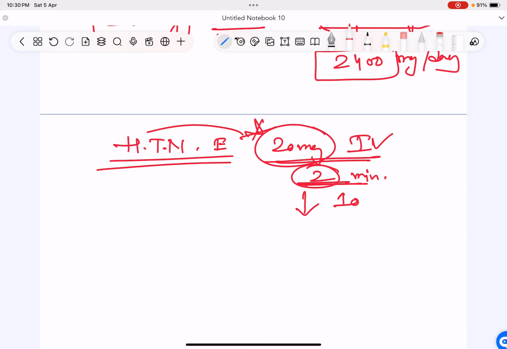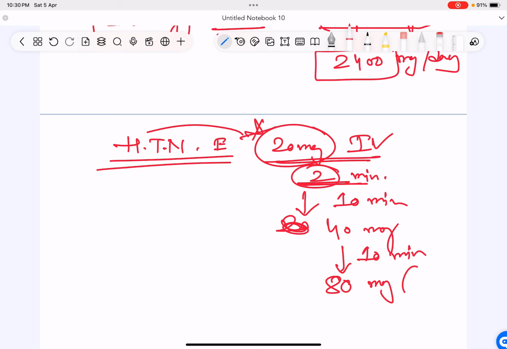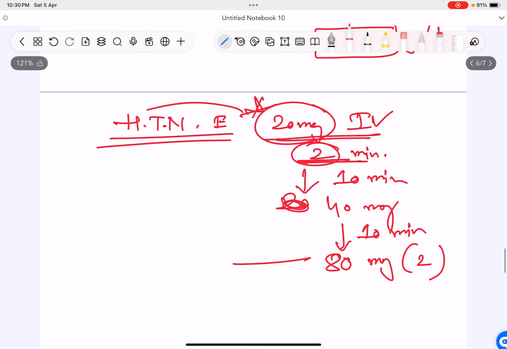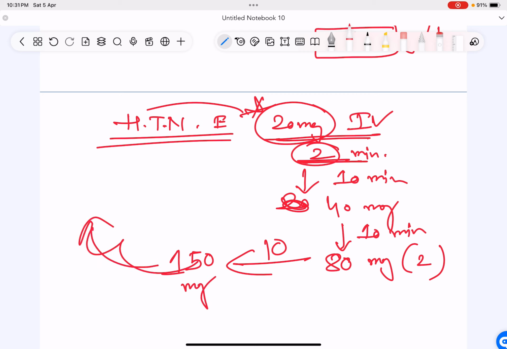Wait for 10 minutes. Check the blood pressure. If it doesn't work, give 40 mg IV over 2 minutes. Wait for another 10 minutes. Check the blood pressure. If it doesn't come down, give 80 mg over again 2 minutes. If it again doesn't work, then wait again for 10 minutes. If it doesn't work, give 150 mg now.